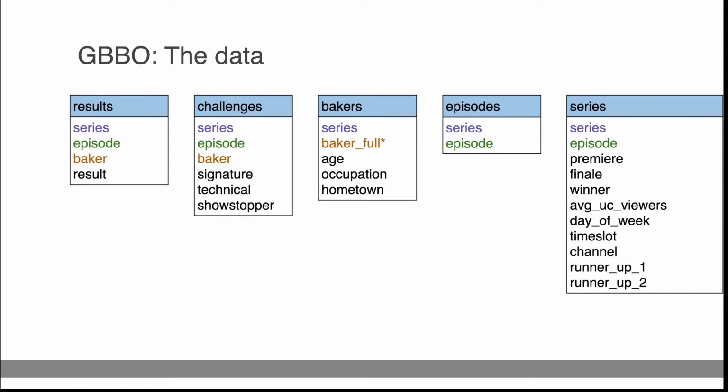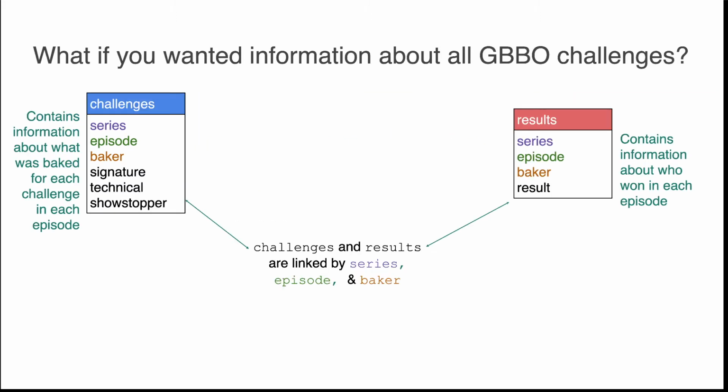Okay? So what if we want to do some stuff with this data? What if we wanted information about all of the challenges that had been done, right? So here we have information about what was baked. These are the challenges information. But we don't know anything, in this table, about the result, about whether the person who baked something went on to win or not. Over here we have information about the result in a given episode.